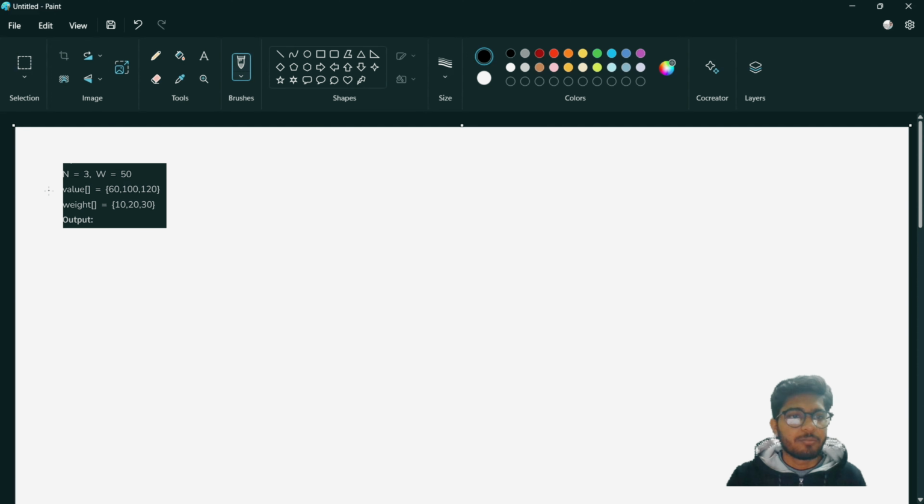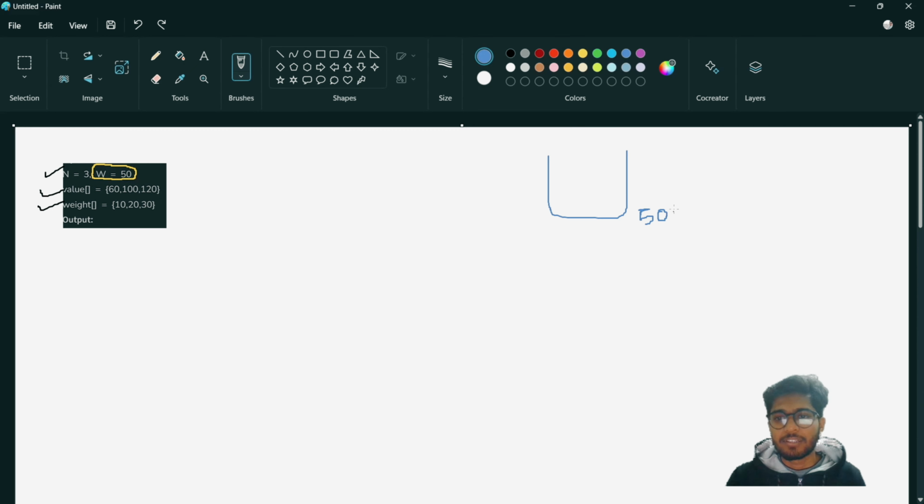So this is our given example. There are n number of products, and the weight of each product is given in the weight array, and the value of each product is also given in a value array. And we have to fill a knapsack whose capacity is 50. This is also given. So let's say this is our knapsack whose capacity is 50.